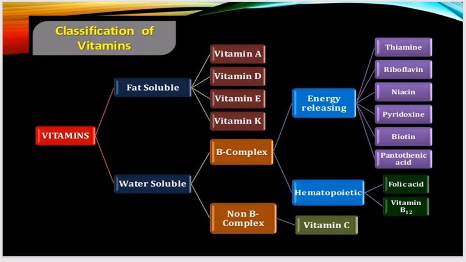The vitamin B complex are further subdivided into energy releasing vitamins and hematopoietic vitamins. The energy releasing vitamins include thiamine, riboflavin, niacin, pyridoxine, biotin, and pantothenic acid. They are named so, the reason being that these vitamins act as the coenzyme in energy metabolism. So they are categorized among the energy releasing B complex vitamins. The hematopoietic vitamins include folic acid and vitamin B12. And the second class, that is the non-B complex, comprises vitamin C, that is the ascorbic acid.